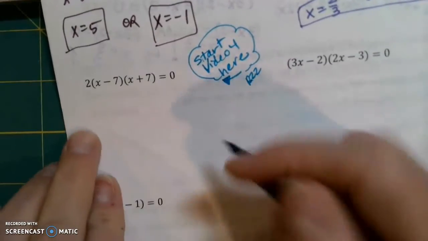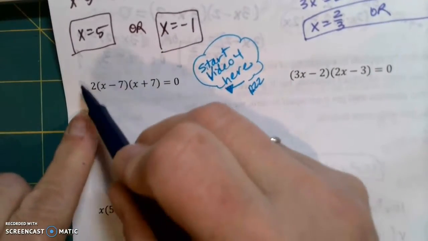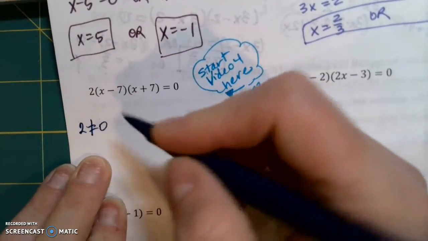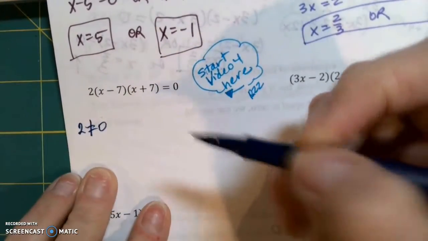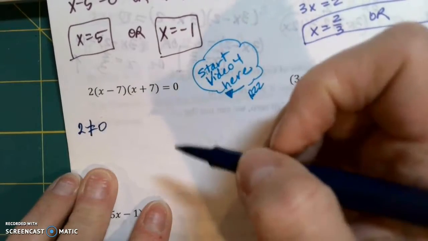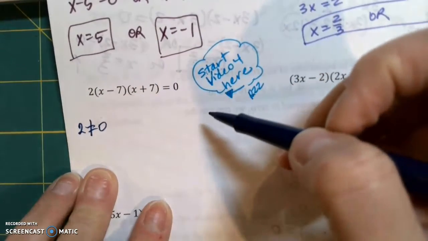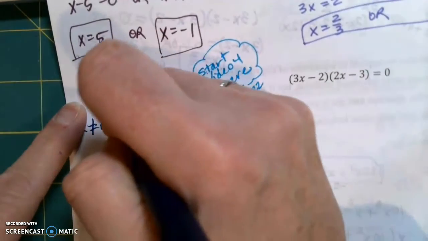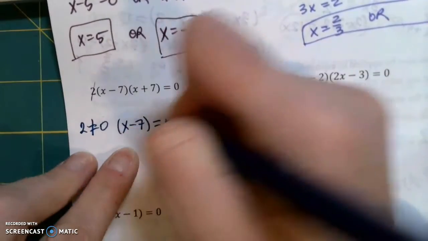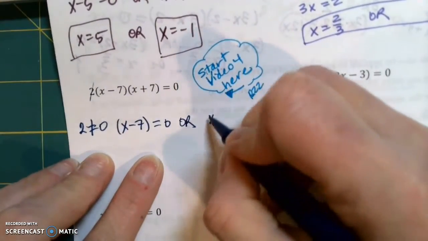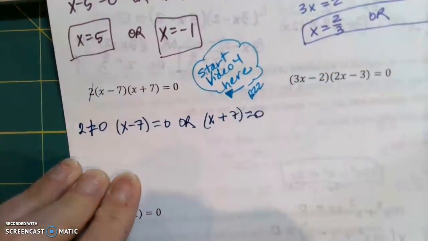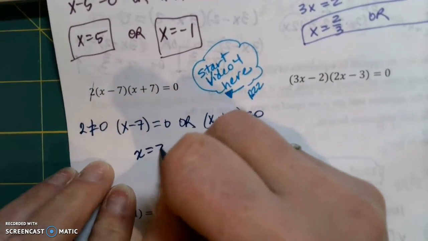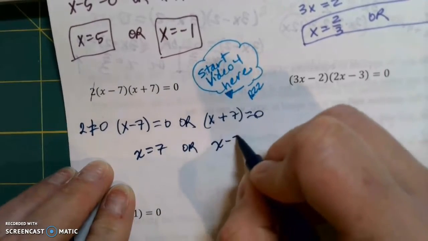Now, you'll notice what happens here is we've got a 2 out front. So we know that 2 cannot equal 0. And really what we think about in this case is that we divide it out, because it doesn't make a difference in our total answer. And 0 divided by 2 is still 0. So we don't have to worry about that. And we just set each of those terms that actually has an x variable in it equal to 0. So then we have x minus 7 or x plus 7. So x is 7 or negative 7.